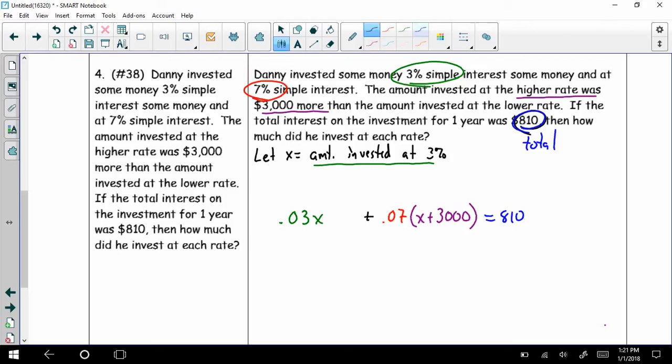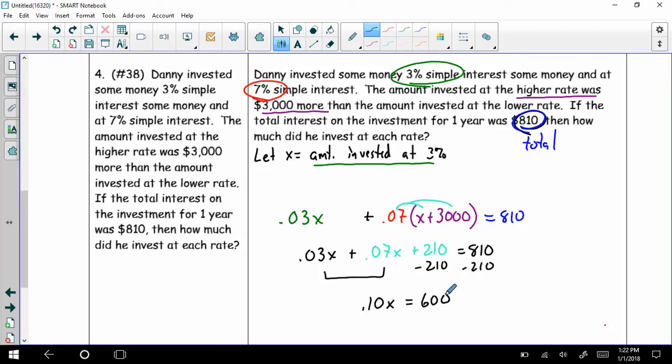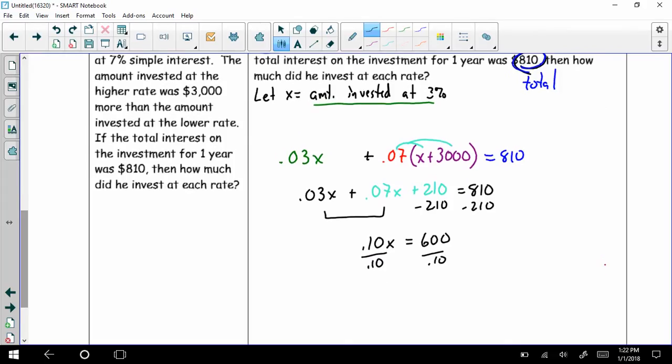We're going to take that 0.07 and distribute. So this becomes 0.03x plus 0.07x plus 210 equals 810. Combining like terms, so combining those together and also subtracting that 210 over, we have 0.10x equals 600. Dividing by that 0.10 or 0.1, we end up with X equals 6,000.